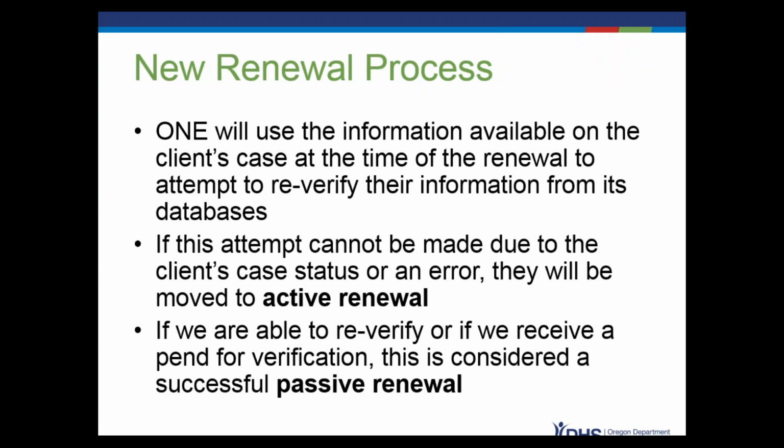So this new renewal process is one in which the ONE system will use the information available on a case, and at the time of renewal, it will try to re-verify that information using an automated process as opposed to a manual process. If this is not successful, which is usually going to be because of something to do with the client's case status or if an error pops up, this may be moved to what is going to be called an active renewal. If we are able to re-verify, or if we receive a PEN for verification, then this is a successful passive renewal.